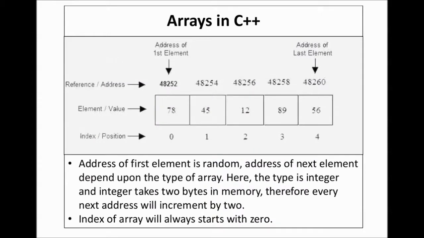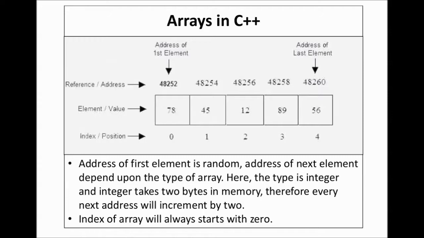So the address of the first element is random. The compiler assigns it randomly when we declare the array. But the address of the next element depends upon the data type of the array. For example, if we have an integer type array, then it takes 2 bytes in the memory. Therefore, every next address will increment by 2.